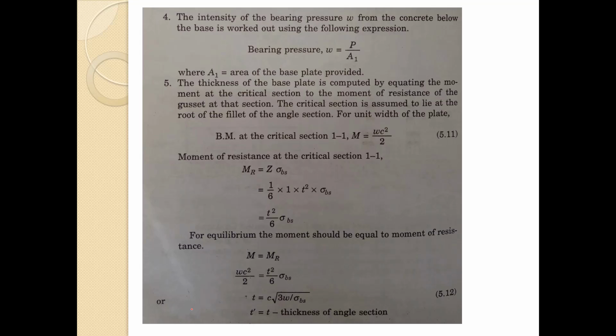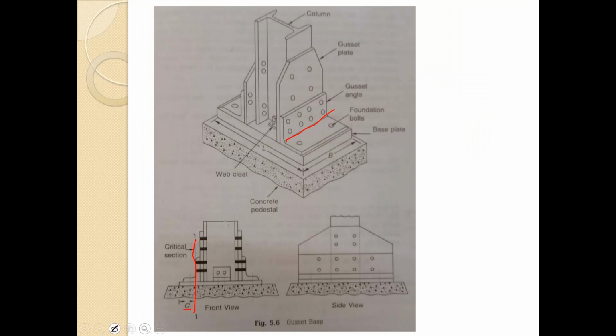So again by equating these two moments, M equals MR, so WC square divided by 2 equals T square by 6 into sigma bs. So the thickness T equals C into under root 3W divided by sigma bs, where T dash equals T minus the thickness of the angle section, because here we need to consider this angle thickness also, and by deducting this angle thickness we will get the plate thickness.